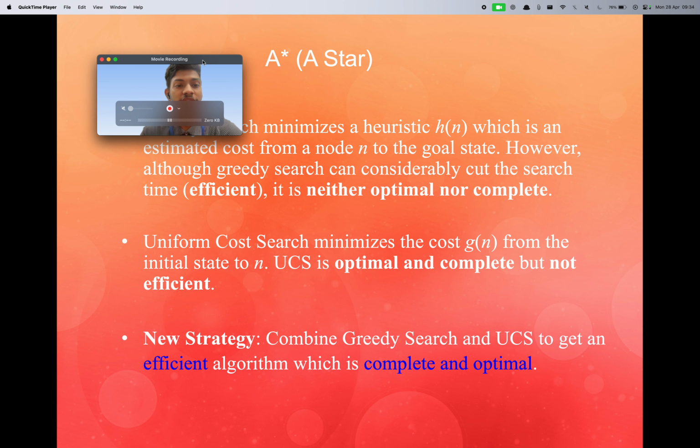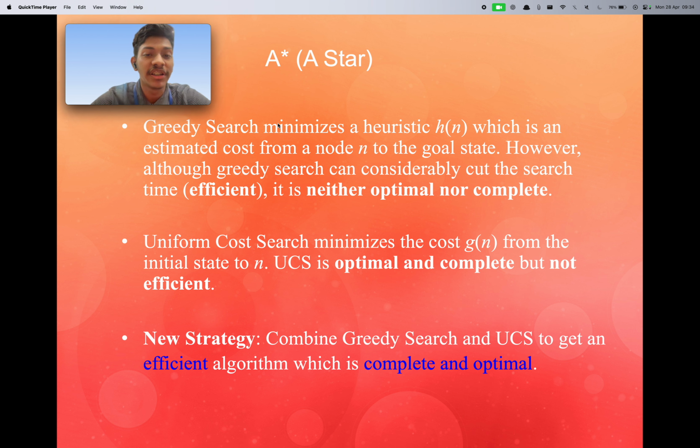Today I'm going to explain the A-star algorithm. A-star is a greedy search algorithm which minimizes a heuristic function h(n), which is an estimated cost from the node n to the goal state. However, although greedy search can considerably cut the search time, it is neither optimal nor complete.